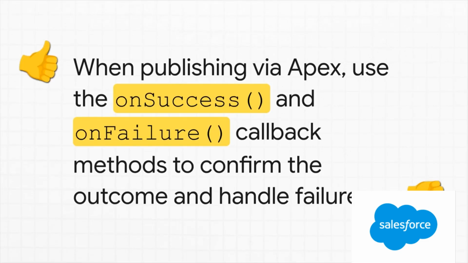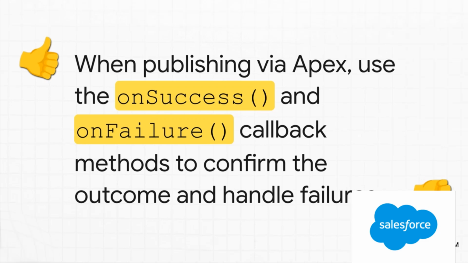So what if an event fails to publish? It happens. Maybe the bus is temporarily down. Well, Salesforce has your back. When you publish an event using Apex, you can implement what are called callback methods, on success and on failure. This lets you define exactly what logic should run if the publish works, or more importantly, what to do if it fails, like logging an error, or maybe even retrying the operation.